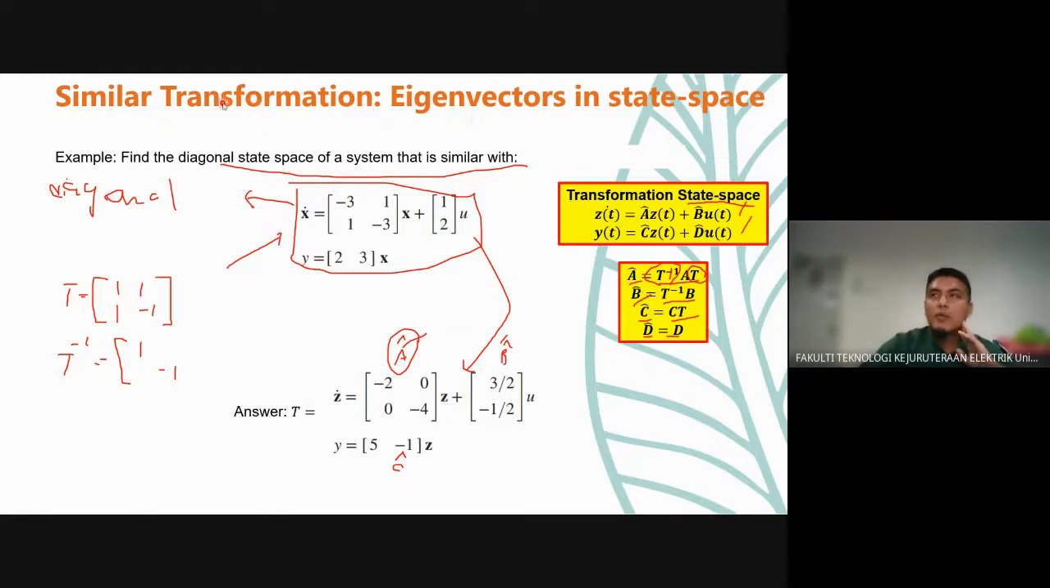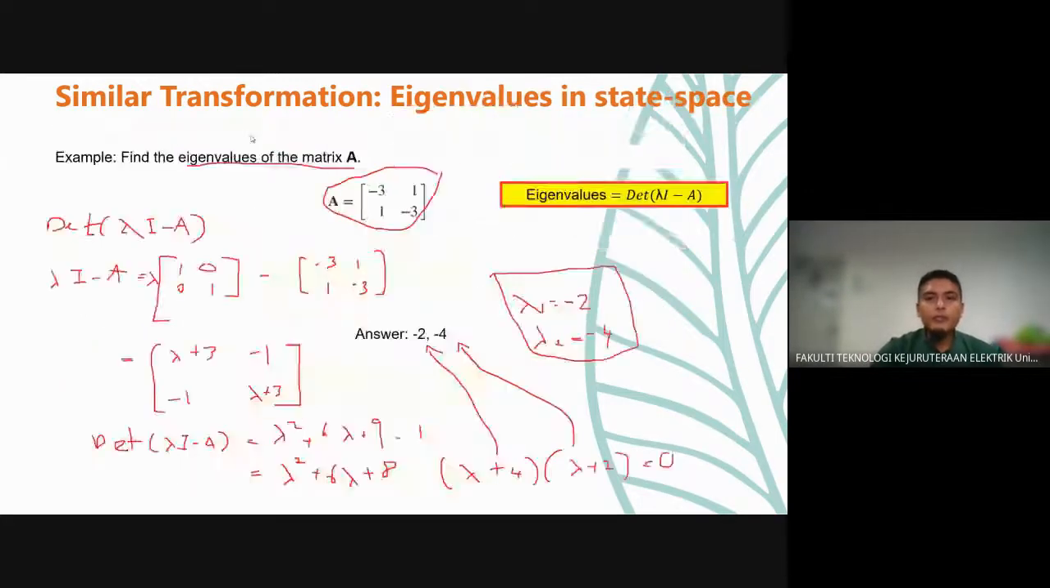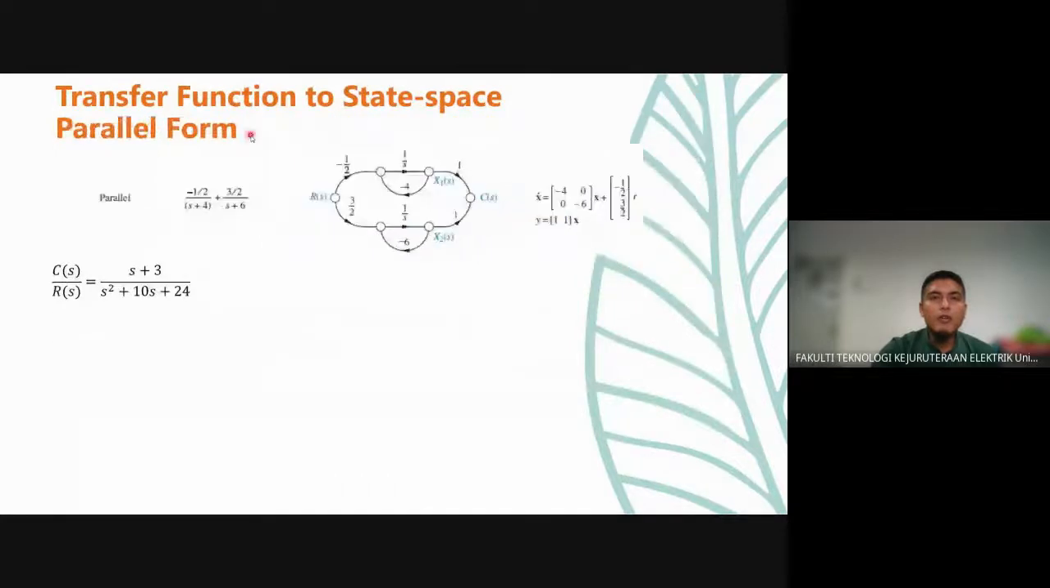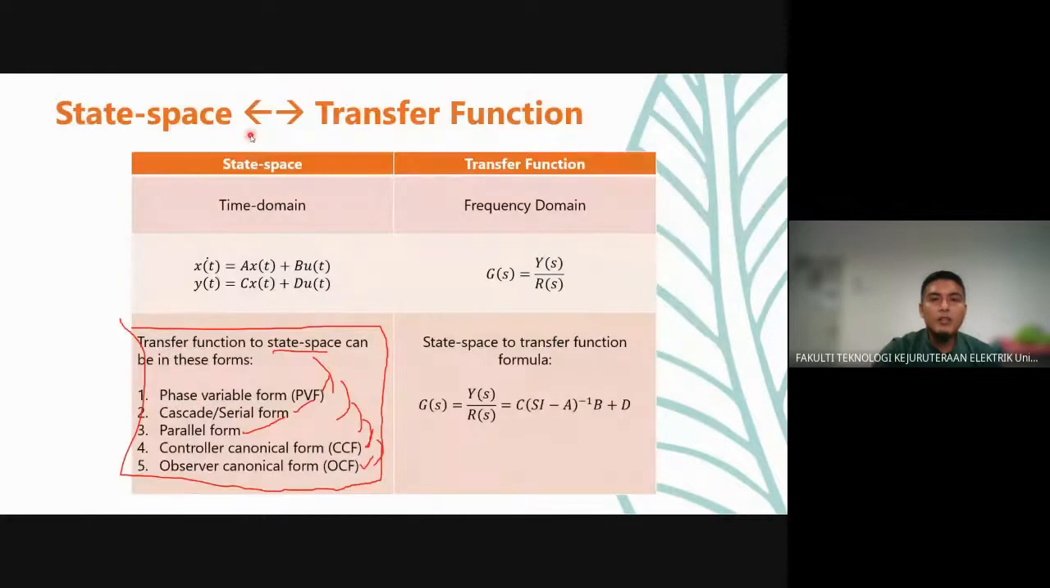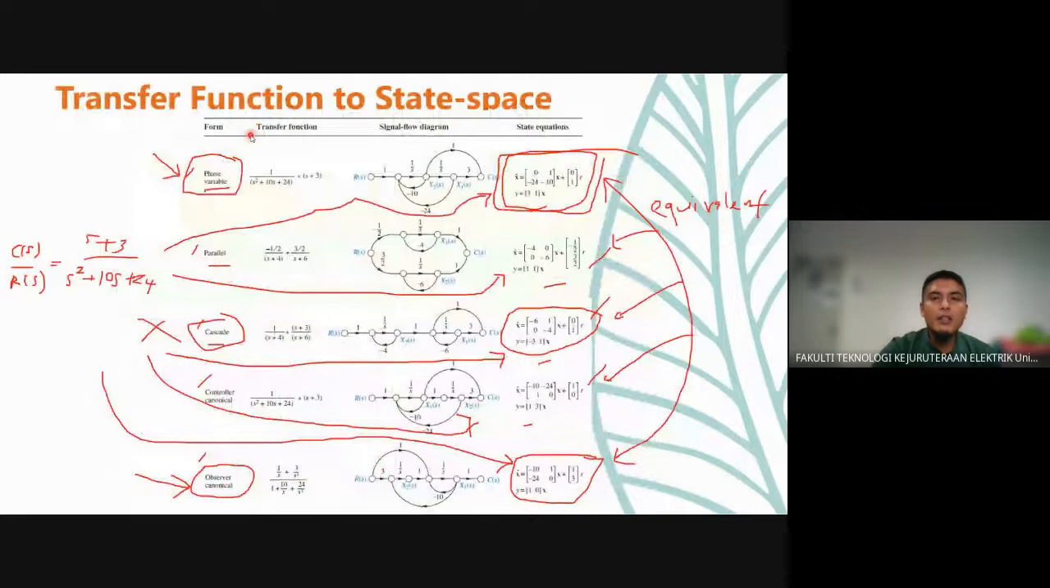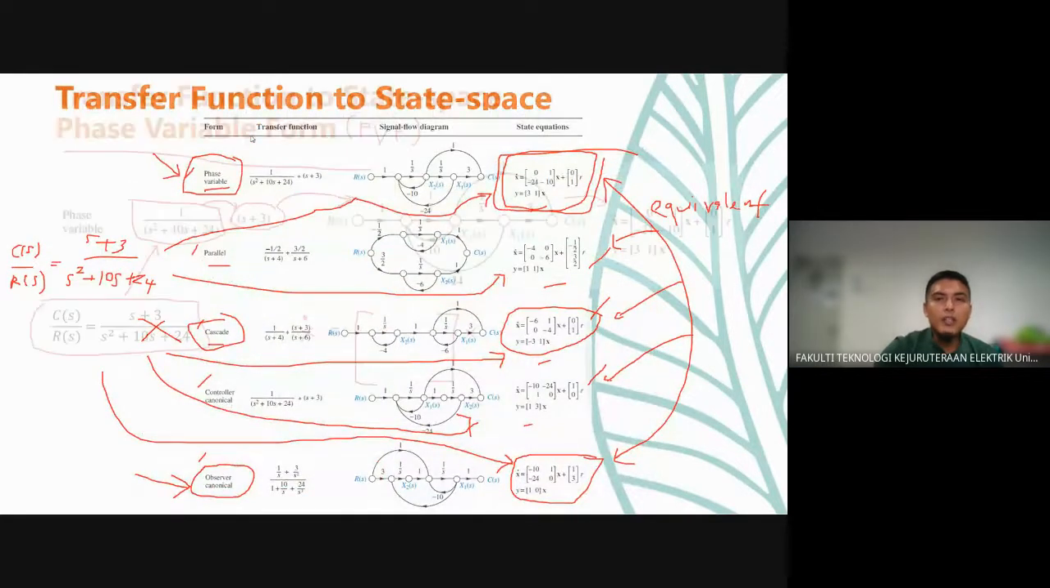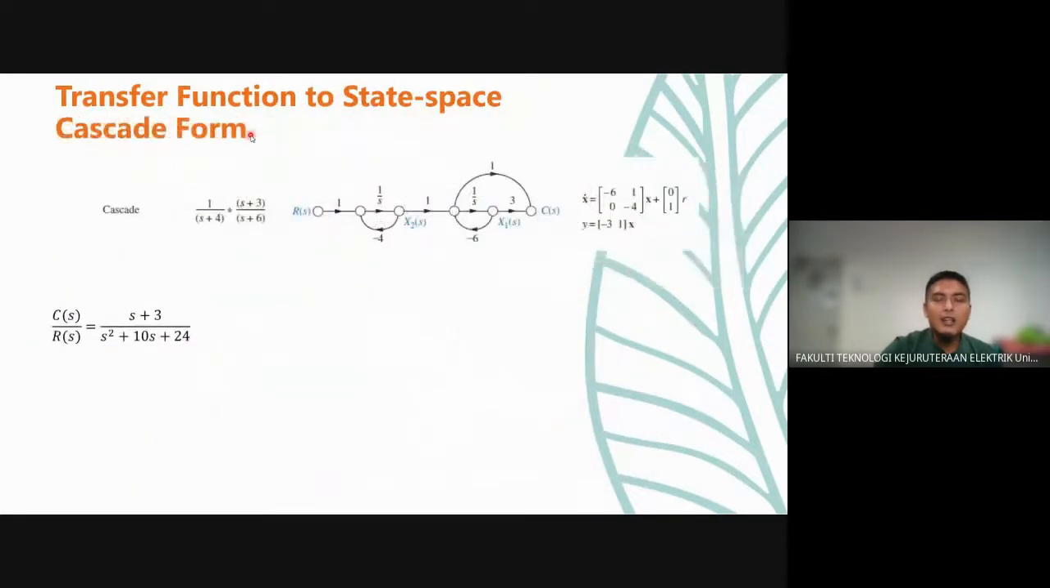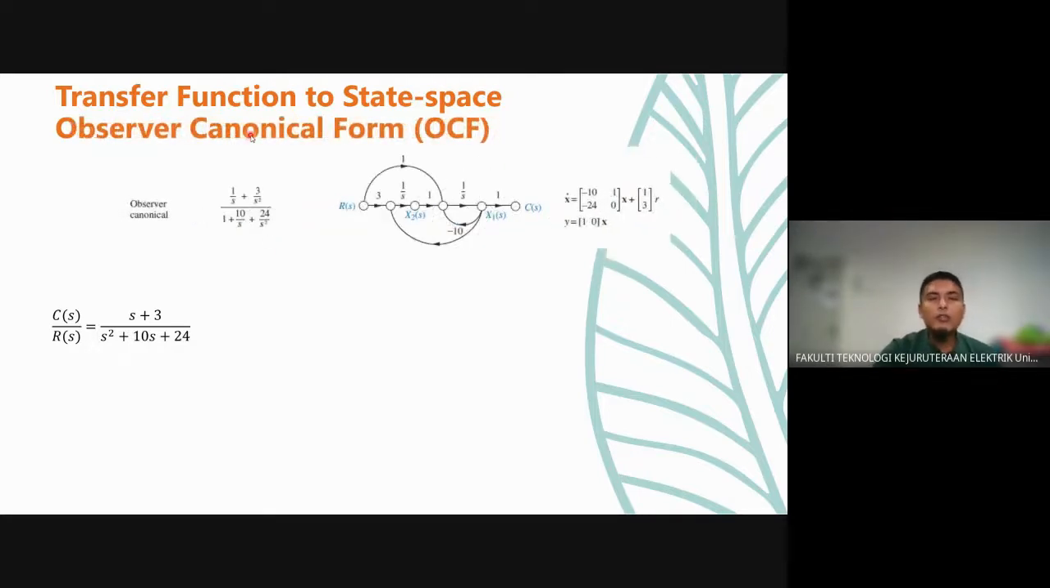Similar transformation for the state space. This is why you learned to convert from the transfer function to state space, because you want to apply the system to different applications. In this case, you want to implement the controller, pole placement controller and observer controller. So that's why you learn to convert from transfer function to state space.